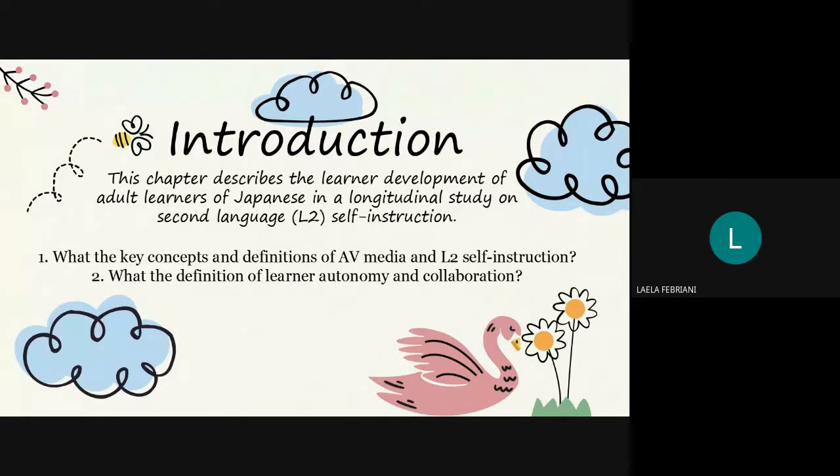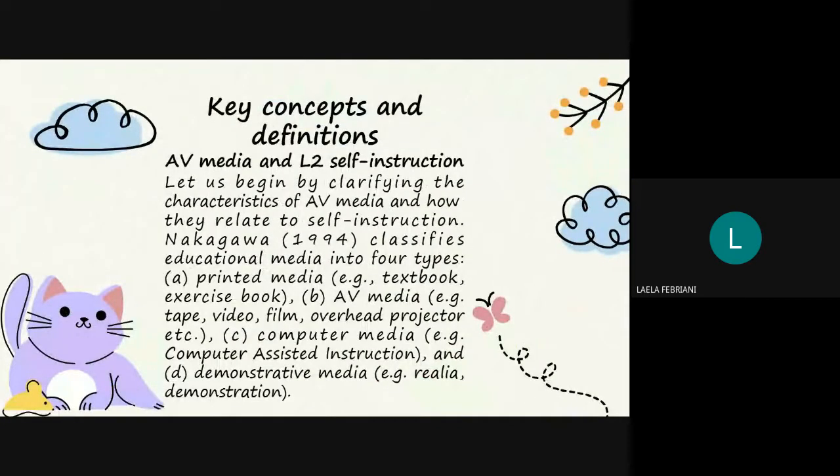Introduction. This chapter describes the learner development of adult learners of Japanese in a longitudinal study on second language (L2) self-instruction. 1. What are the key concept and definition of AV media and L2 self-instruction. 2. What is the definition of learner autonomy and collaboration.